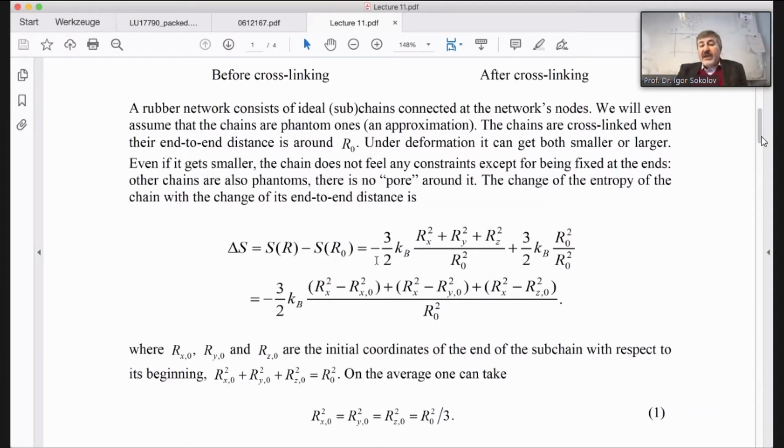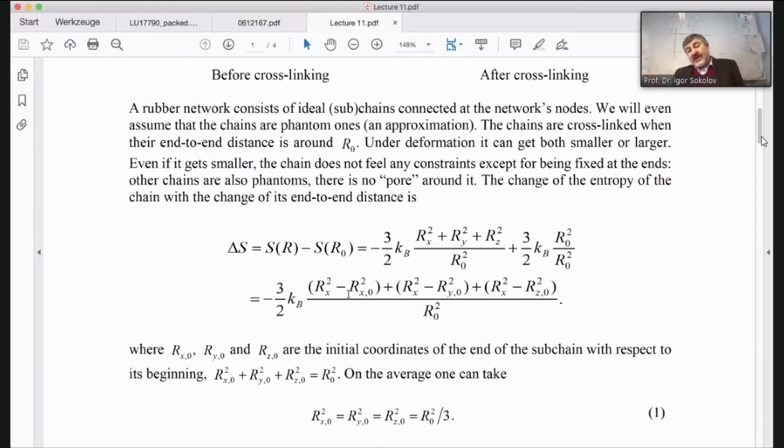And I put here these 3/2. If you have a better theory, it's not 3/2, but let me put 3/2. kBT R squared divided by R0 squared. And here I put simply the same for R0. The only idea here is to have the change in the radius squared. So whenever I pull on the chain, whenever the end-to-end distance is larger than the equilibrium one, the entropy grows. Whenever it is smaller, the entropy grows as well.